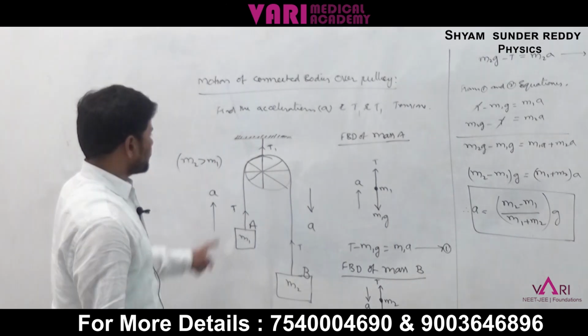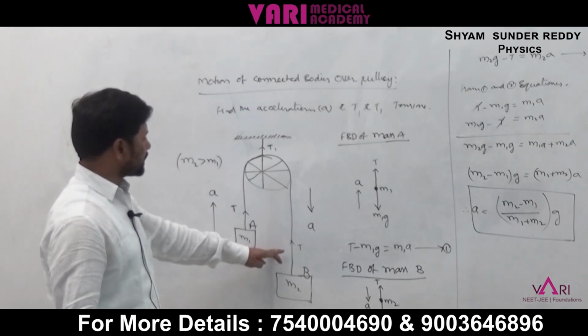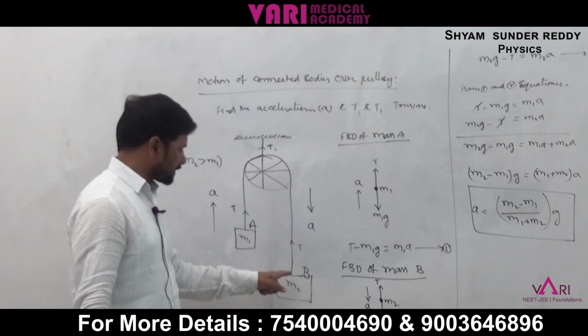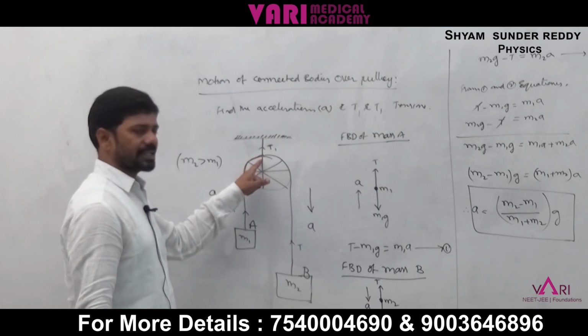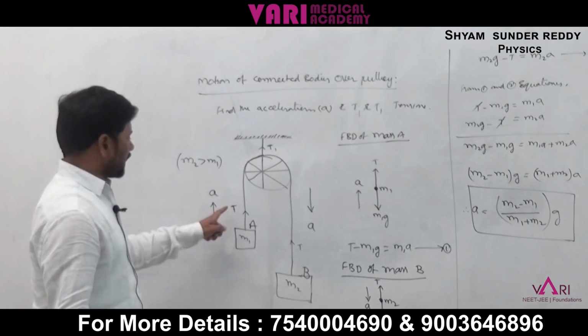Next we want the tension in the string, tension T and tension T1. Here, this is completely one string, and this is a different string. That's why the tension is changed. First, tension T.